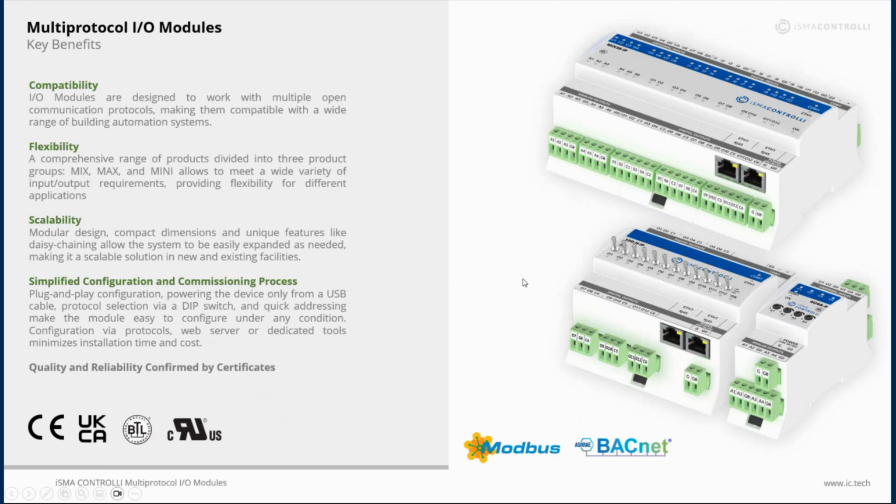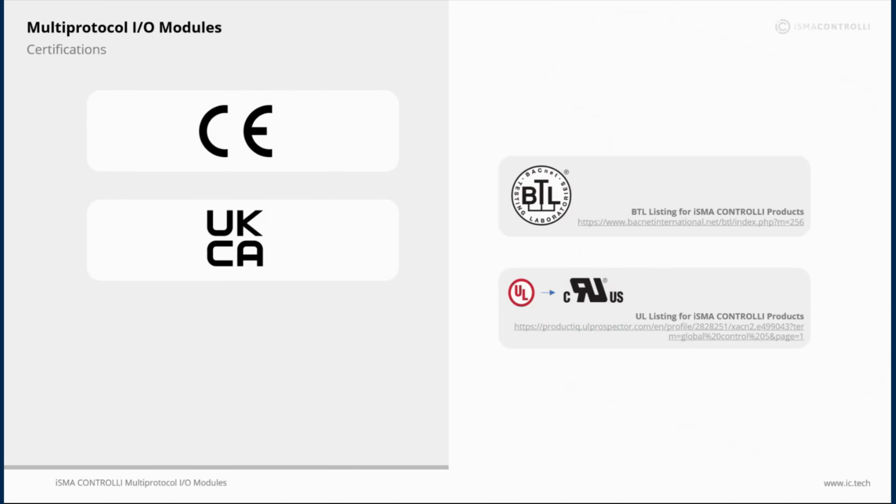And last but not least, the quality and reliability confirmed by certificates of our products. So all of our products are CE, UKCA, and BTL and UL recognized. So if you would like to find out more about the BTL listing, you can go to our site on the BACnet International. You can find a current certificate. As I mentioned, we have a running project for the BTL 22nd revision. And you can find our UL recognized components for the I/O modules also on the UL Prospector website.